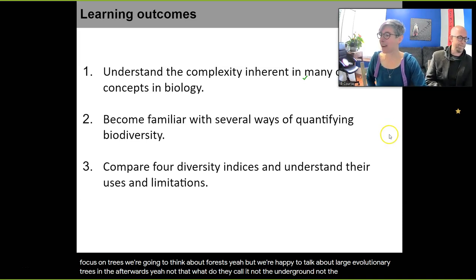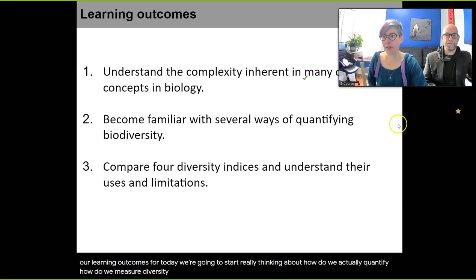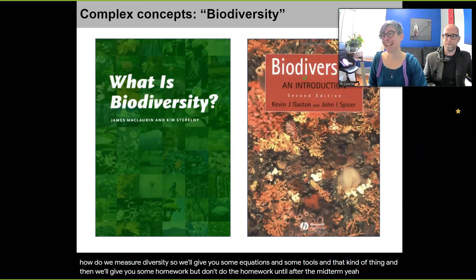Okay. So here are our learning outcomes for today. We're going to start really thinking about how we actually quantify, how we measure diversity. So we'll give you some equations and some tools and that kind of thing. And then we'll give you some homework, but don't do the homework until after the midterm.